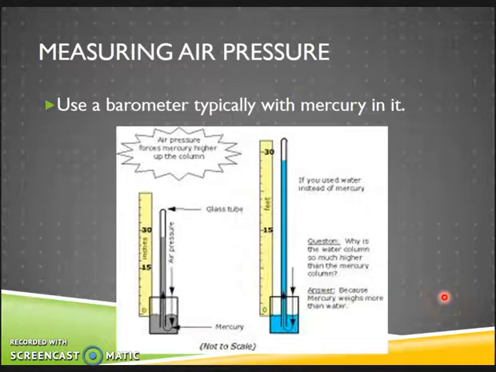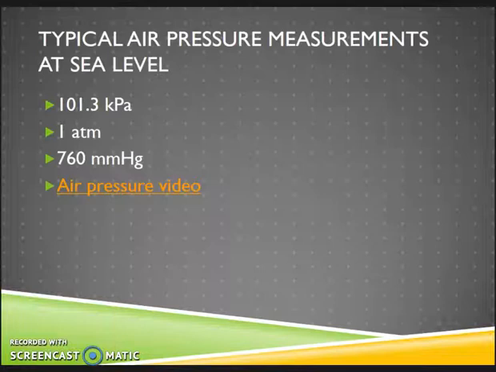There's all sorts of different kinds of decorative barometers that can be used that would hold water instead of mercury, and you can see the changes as it rises or falls based on high and low pressure weather systems. So we've got some typical air measurements at sea level. If you're right at sea level, we would say that pressure is at 101.3 kilopascals, or pressure is considered 1 atm or 1 atmosphere, and it's also 760 millimeters of mercury.